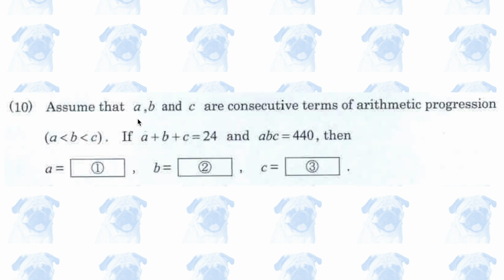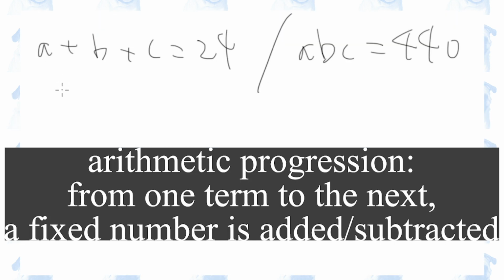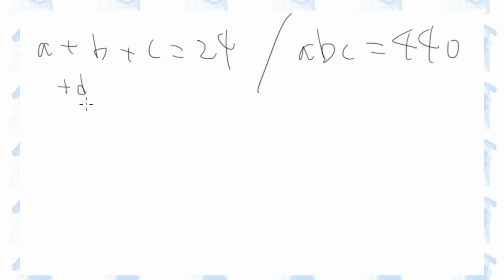Number 10. Assume that a, b, and c are consecutive terms of an arithmetic progression. When a plus b plus c equals 24 and abc equals 440, then what are the values of a, b, and c? The word arithmetic progression basically means that from one term to the next, a fixed amount is either added or subtracted. Let's say that the difference between these terms is d. So we can express this equation in the following way.